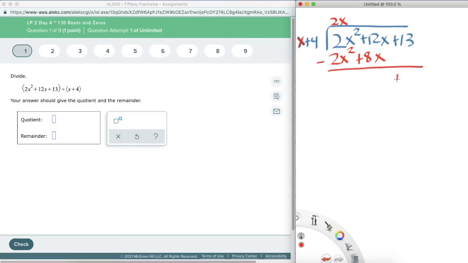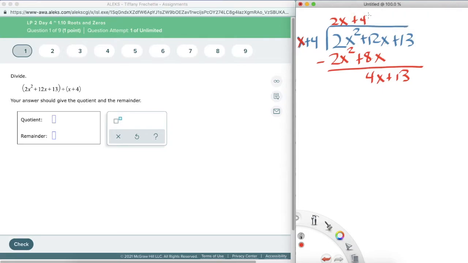The 13 is going to come down, and then 12x minus 8x gives me 4x. 2x squared minus 2x squared, those cancel out. That's kind of what I wanted to happen there. All right, so now this piece is my new first term because it came down. So now to multiply x to get it to be 4x, all I'd have to do is multiply by positive 4.